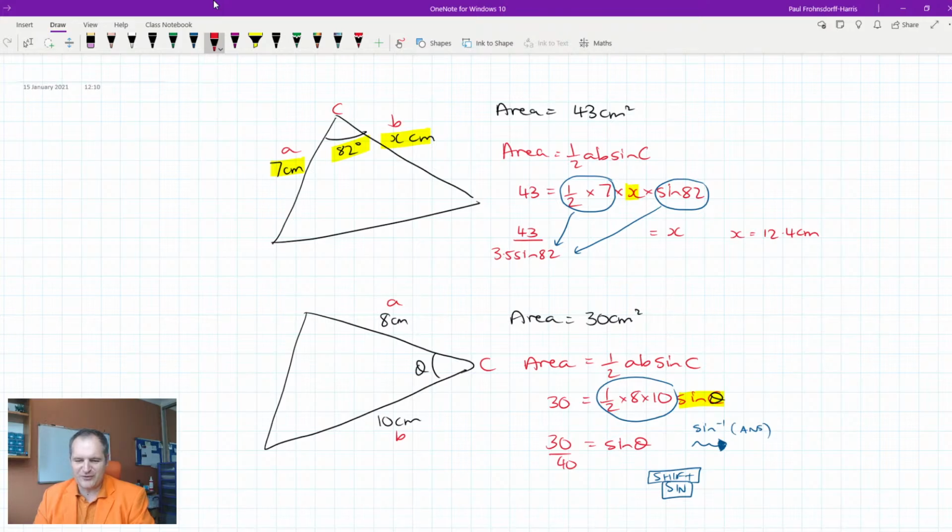So then we've got 30 divided by 40. So sin to the minus 1 of 30 over 40. And you get the answer, theta equals 48.6 degrees, because it's now degrees, we're finding an angle. So these two are the special ways of doing it when you're working backwards. We have to do 30 divided by 40, sin to the minus 1, and it gives you 48.6 on our calculator.